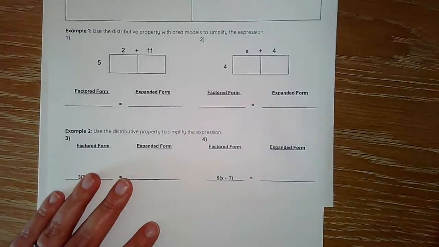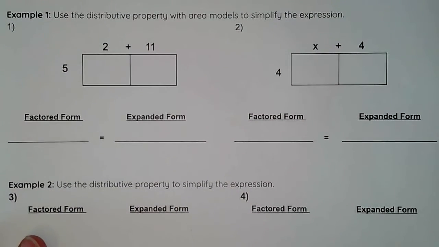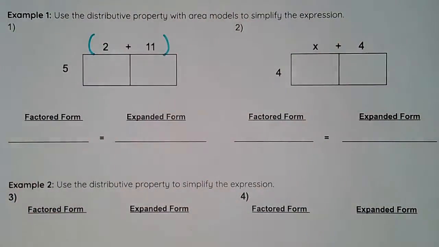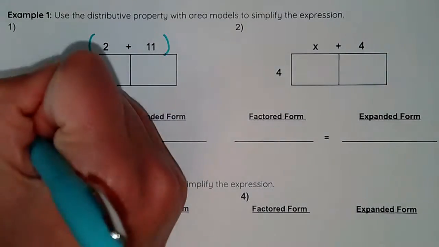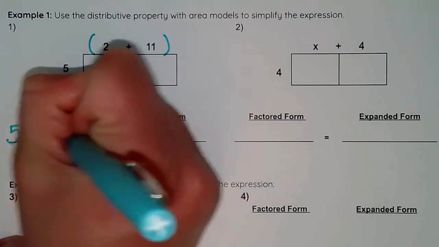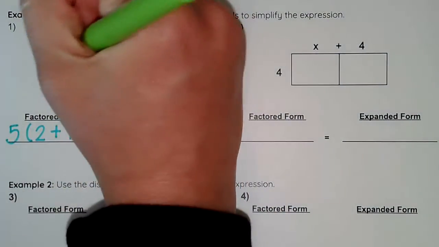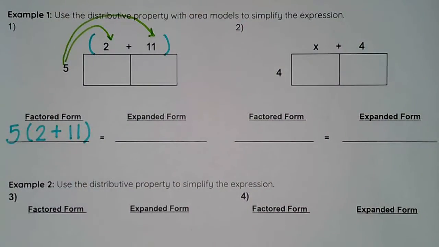We're going to try this two different ways. We're going to start off by practicing with our area model. Here we have our area model. This 5 is being multiplied to the group of 2 plus 11. So our factored form would have that 5 outside, and then that being multiplied to the group of 2 plus 11. Now, that 5 gets multiplied to your 2 and multiplied to your 11.